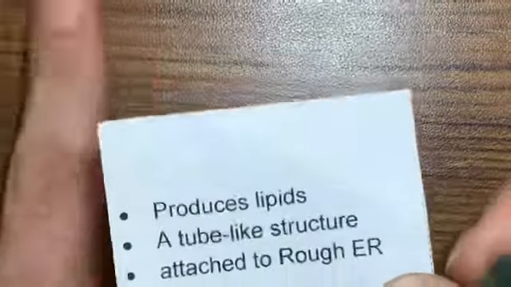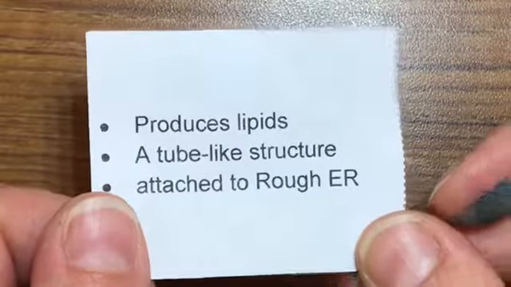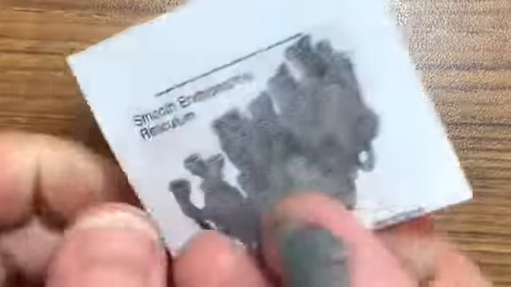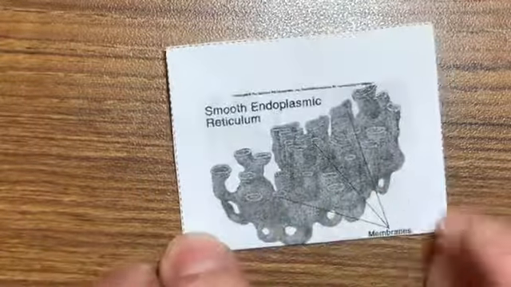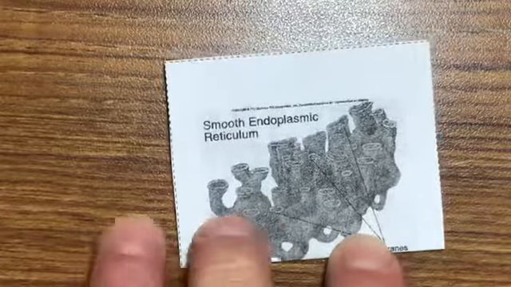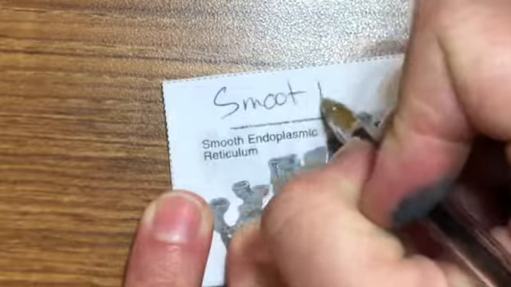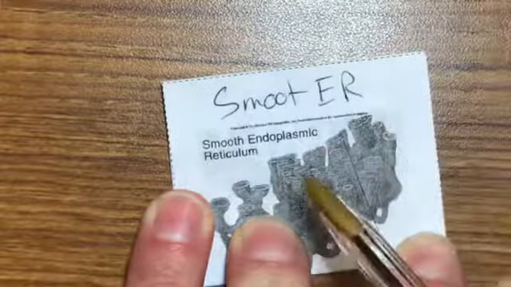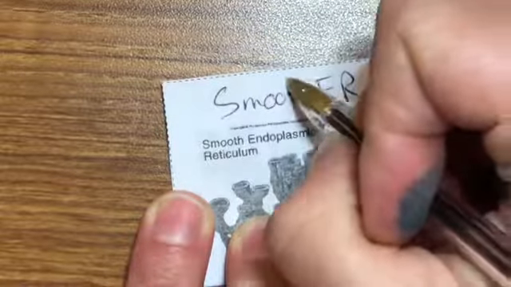So what produces lipids is a tube-like structure and is attached to the rough ER. Well, the smooth endoplasmic reticulum. So that one doesn't need coloring, okay? That's what it looks like. There's the name, smooth endoplasmic reticulum. But I'd like you to go ahead and write smooth ER, because sometimes they'll abbreviate endoplasmic reticulum with just ER.